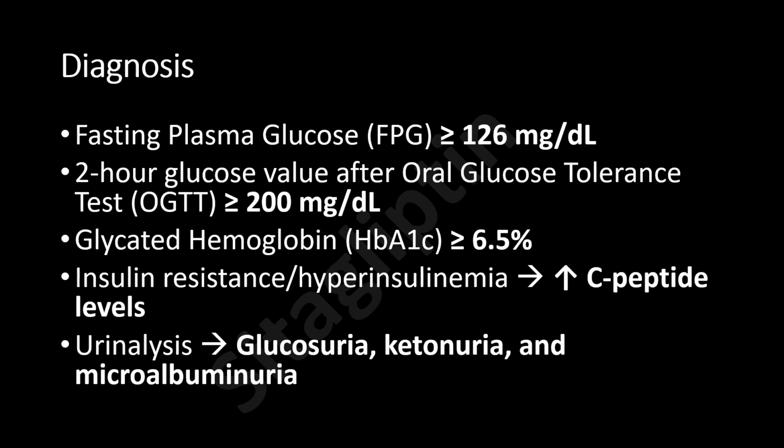When we talk about the urinalysis, we can have glucosuria if the clearance threshold is exceeded. The glucose level is above that 200 mg/dL. We will have ketonuria in very rare cases, occasionally, and we can have microalbuminuria. Microalbuminuria is presence of trace amounts of albumin in the urine, and it is the first clinical sign of diabetic nephropathy. This is to be noted because it's a very high yield point.